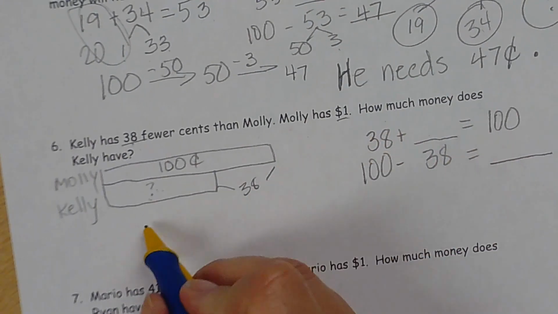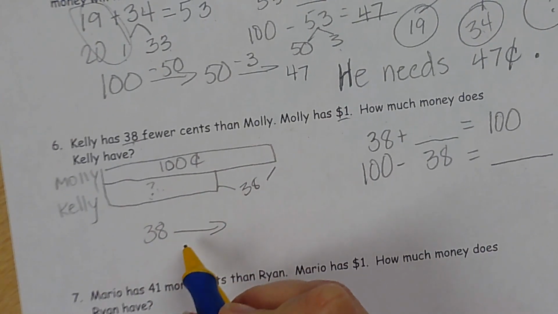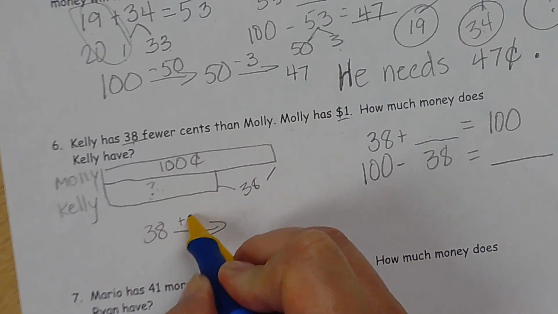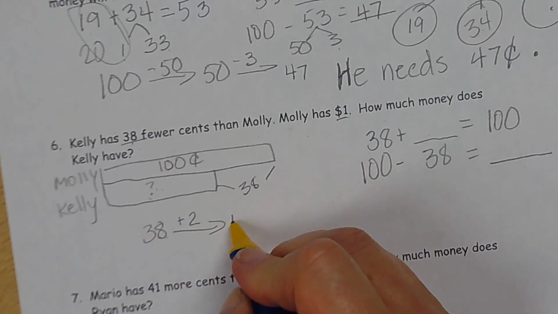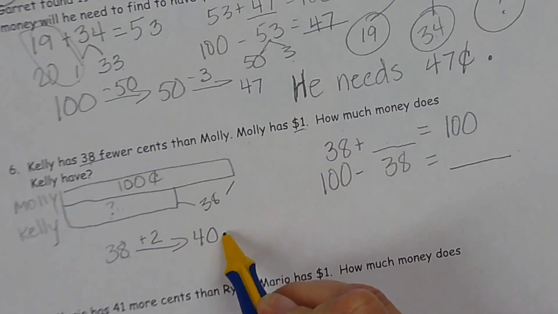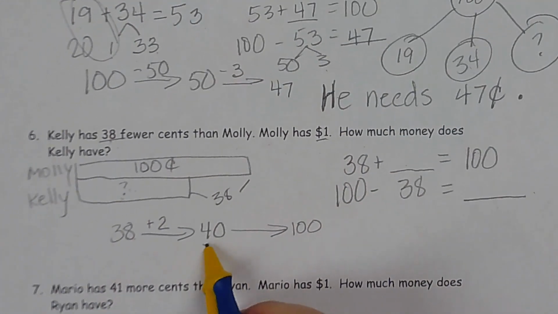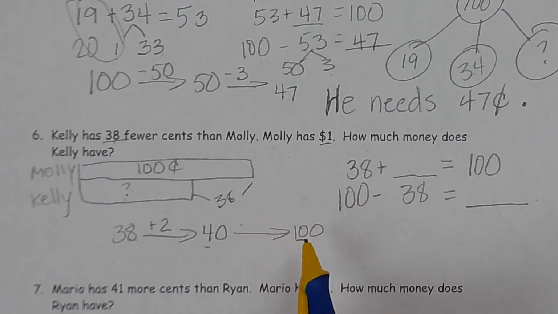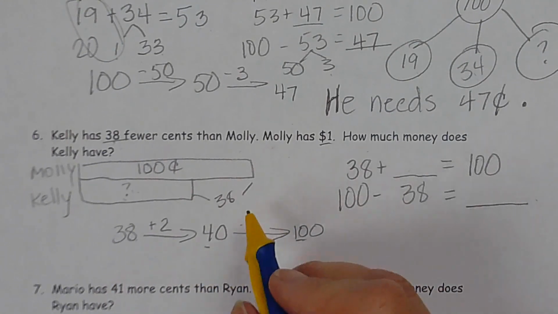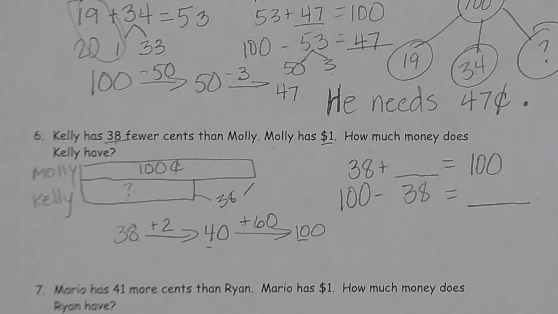So we can go up or down. Let's go up this time. 38. What would I need to add to get to the next 10? I'm just going to add 2. 8 plus 2 is going to be 10. So 38 plus 2 gives me the next 10, which is 40. And now I need to get from 40 to 100. 4 tens plus something equals 10 tens. So 4 plus what is 10? 6. So 4 tens plus 6 tens, or 60, equals 10 tens, or 100.